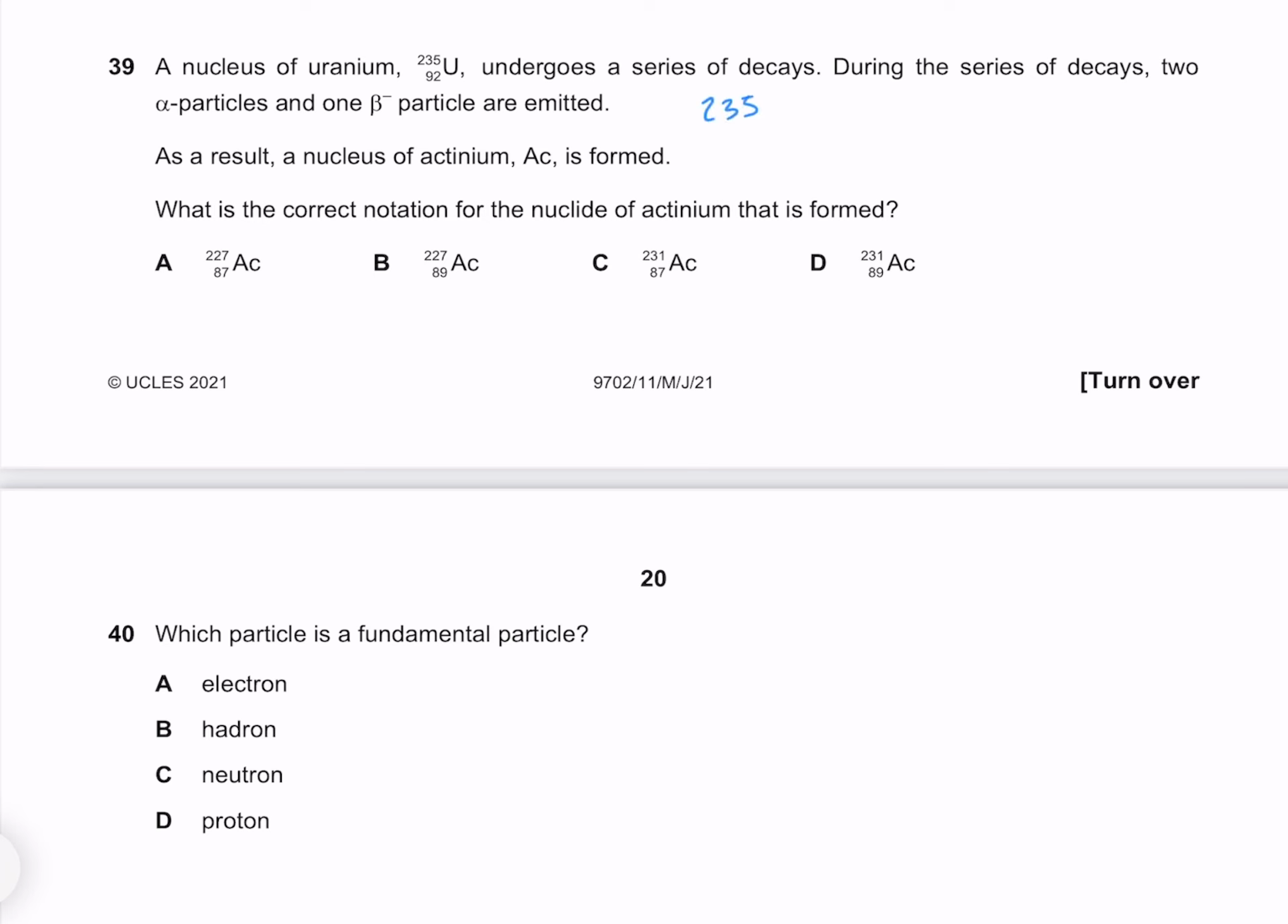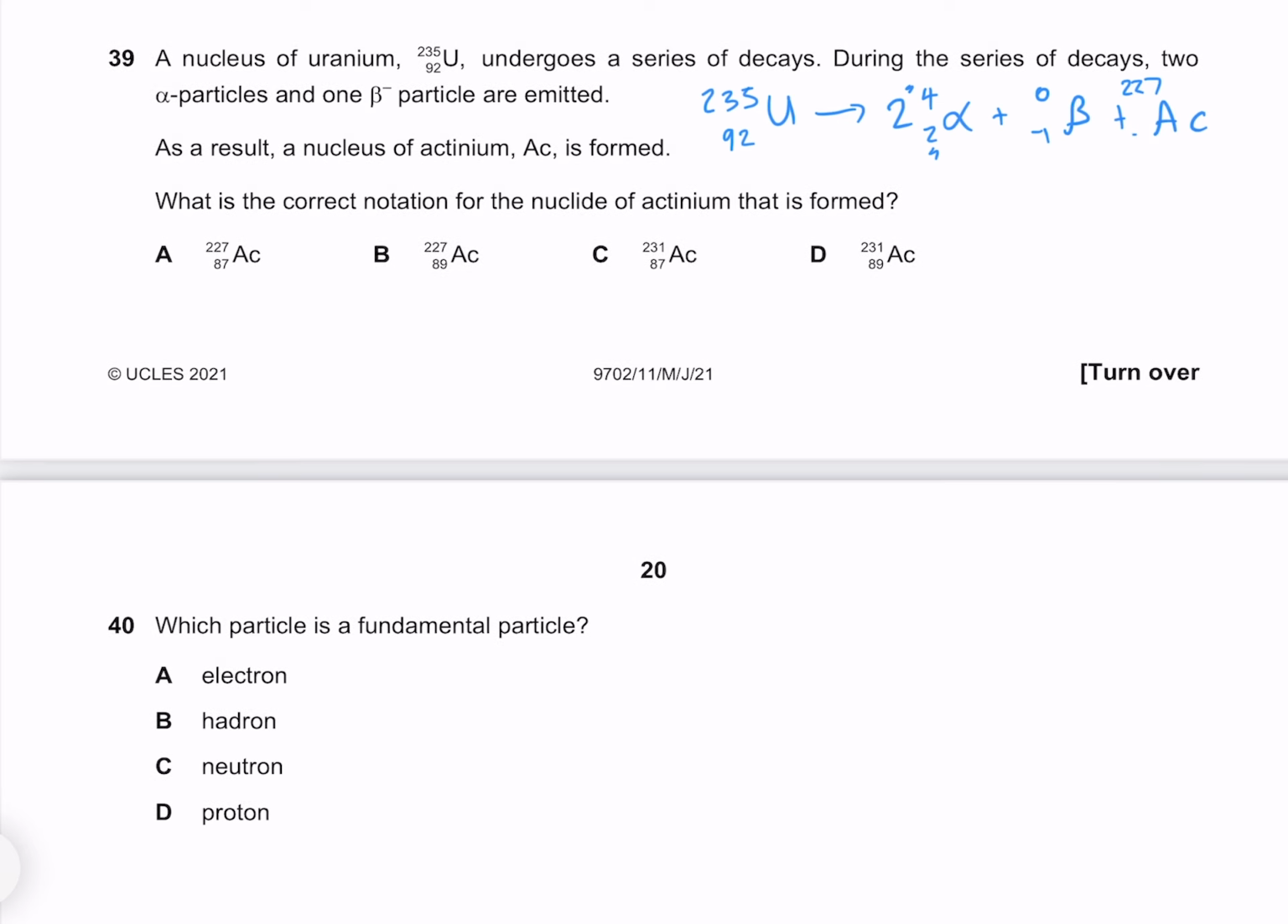And so if our uranium-235 decays into 2 alpha particles and 1 beta particle, plus our actinium of unknown value, to balance our mass number, our alpha particles carry away 8, therefore our mass number must be 235 minus 8, or 227. As for the atomic number, our alpha particles carry away 4, and our beta particle carries away -1, which means our atomic number must decrease by 3, to give us 89. Our answer is therefore B.